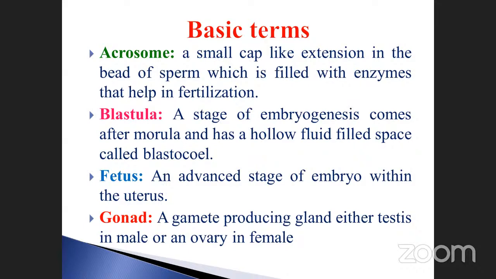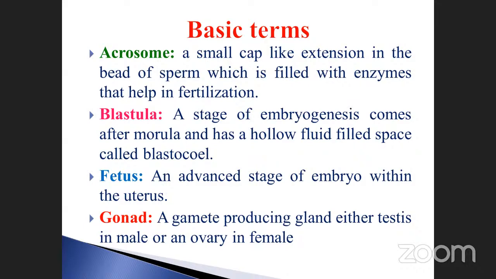Okay, after the zygote, during the embryo stage, which part is developed first? Whether thymus, heart, brain, or kidney? During the embryo development stage, which one is the first organ? Vaishnavi? Sir, I'm not sure, sir, but is it the heart, sir? Correct. Already told you. Okay, heart is the first. I think it starts on the 13th or 15th day. So that's why the fetus is an advanced stage of embryo within the uterus.